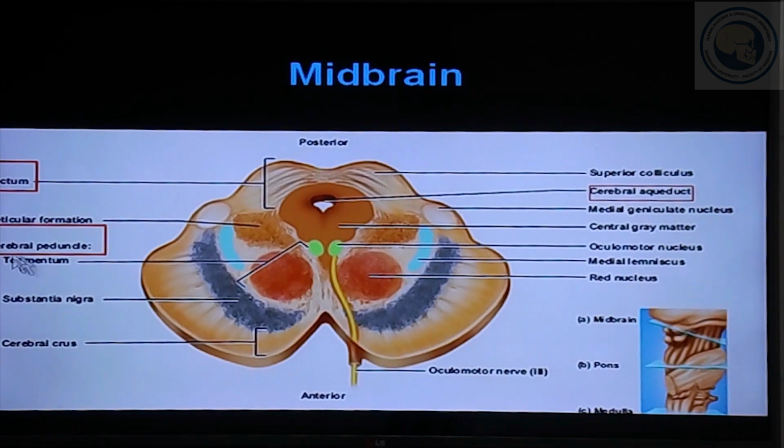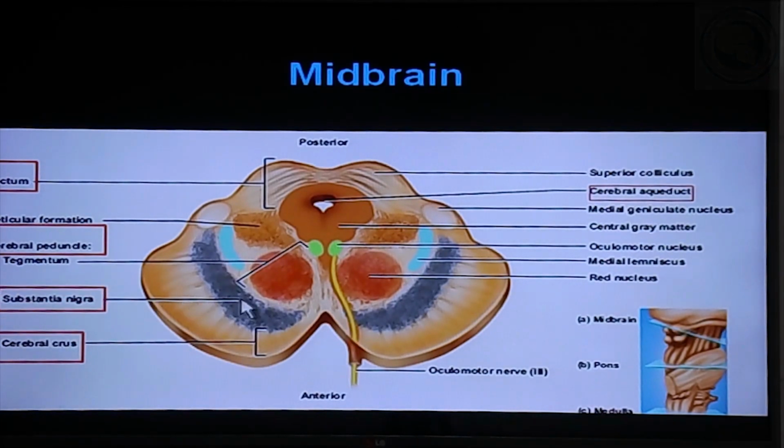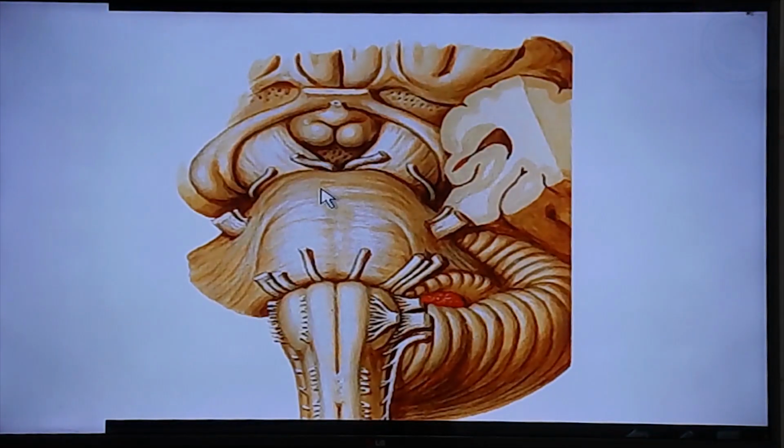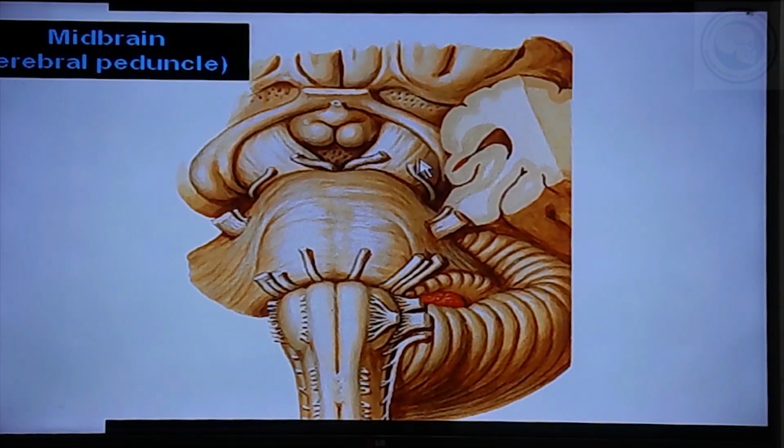The cerebral peduncle is divided into three parts. From anteriorly backward, the most anterior part is called the crus cerebri. Behind it, we will find the substantia nigra, and most posteriorly, we will find the midbrain tegmentum. So, when we are looking at the ventral surface of the midbrain, we will find the most anterior part of the cerebral peduncle, which is called the crus cerebri.